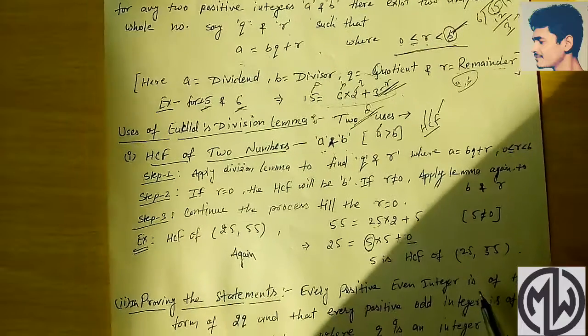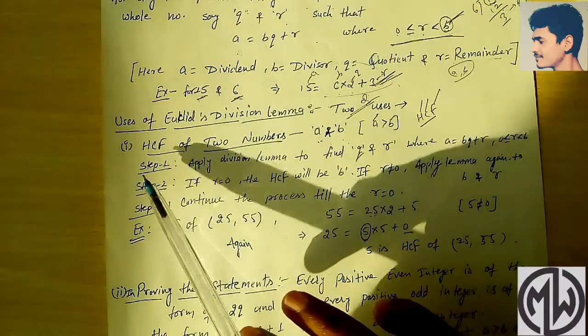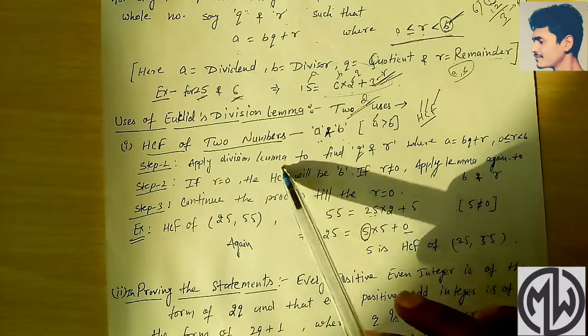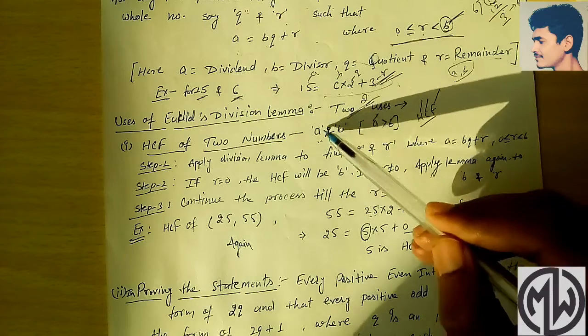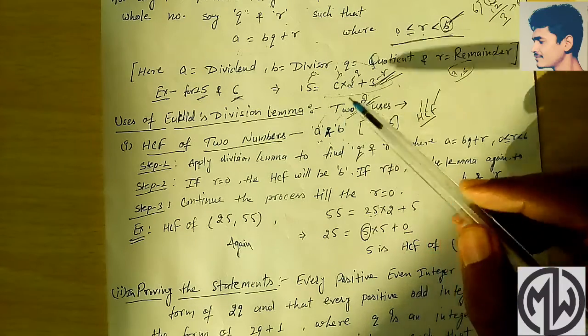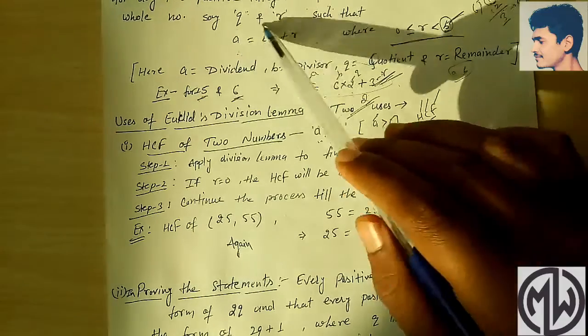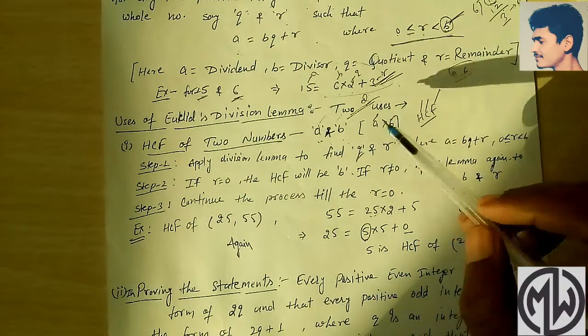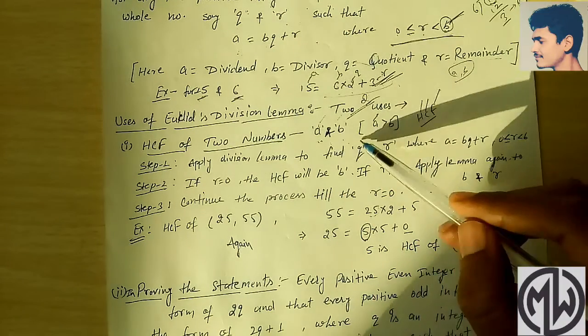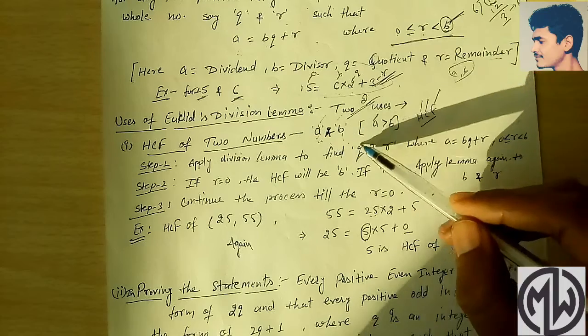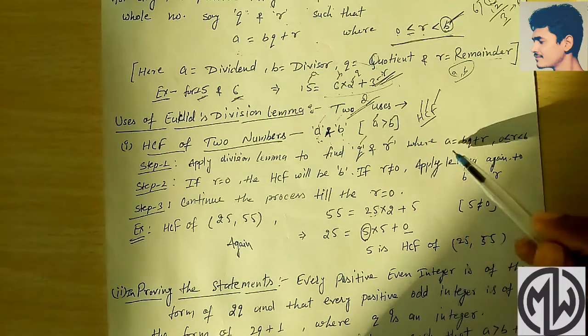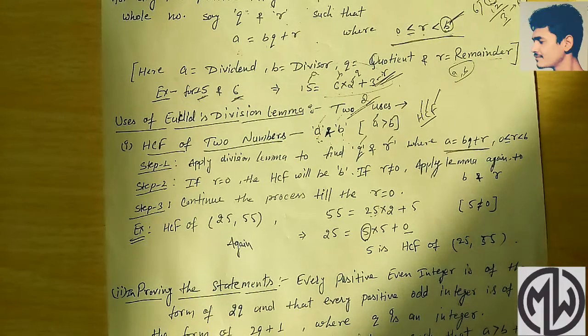And the process will be like this. The first step is to apply the division lemma to find q and r. We are given a and b. By this theorem we can find q and r such that a is equal to bq plus r. Similarly, using the division lemma we find q and r for these numbers a and b that satisfy this condition.